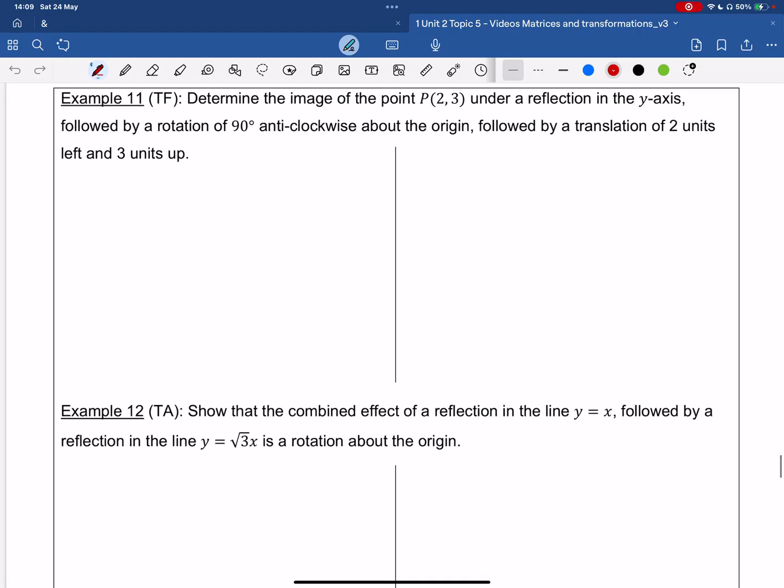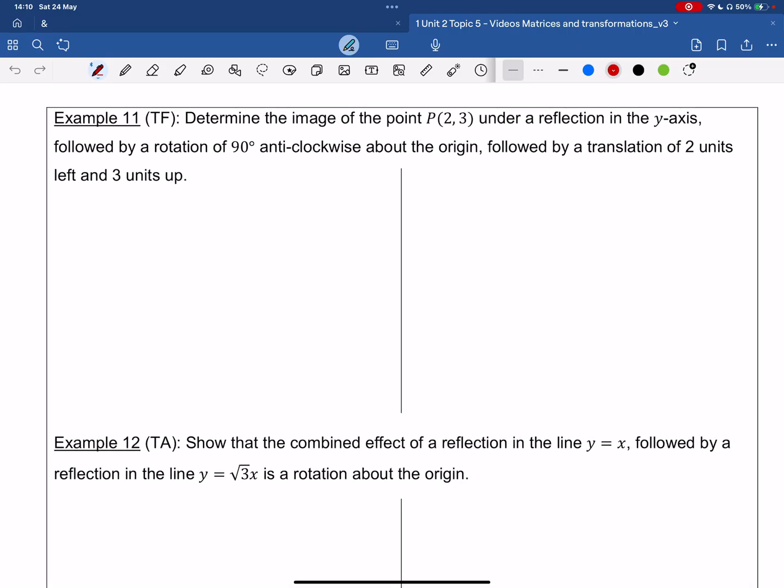So let's have a look. It says determine the image of the point P(2, 3) under a reflection in the y-axis. Okay, so our first transformation was a reflection in the y-axis, followed by a rotation of 90 degrees anti-clockwise. So the 90 degrees is our angle. Anti-clockwise is a positive rotation about the origin. And then this is followed by a translation of 2 units left and 3 units up.